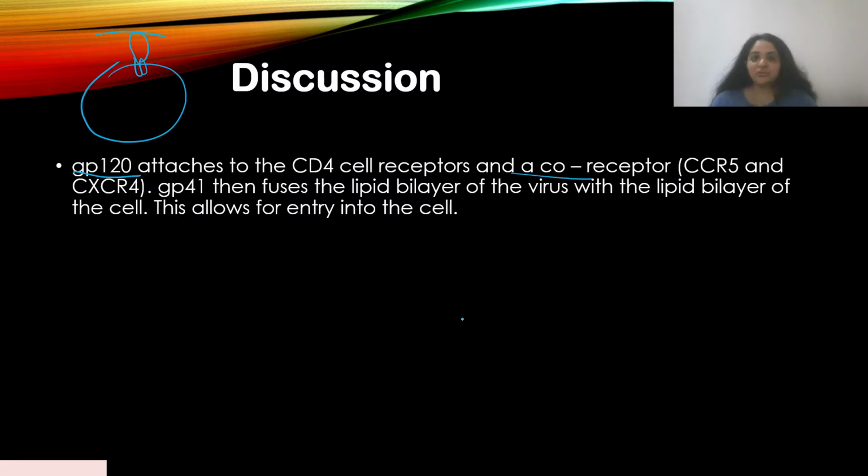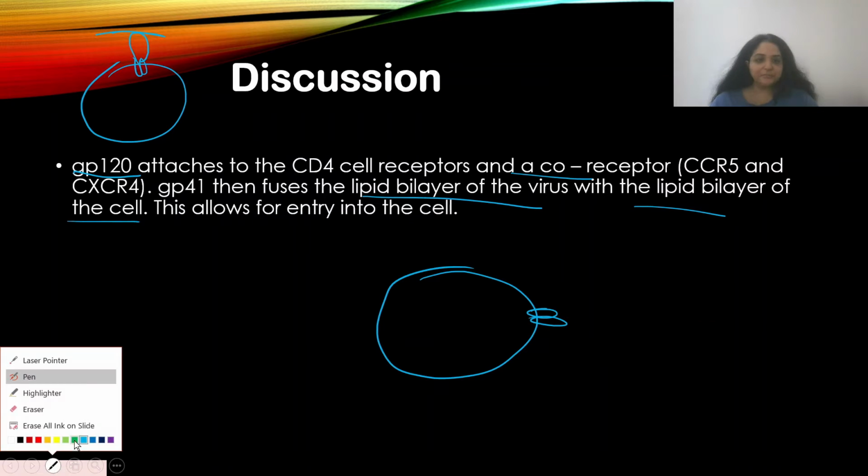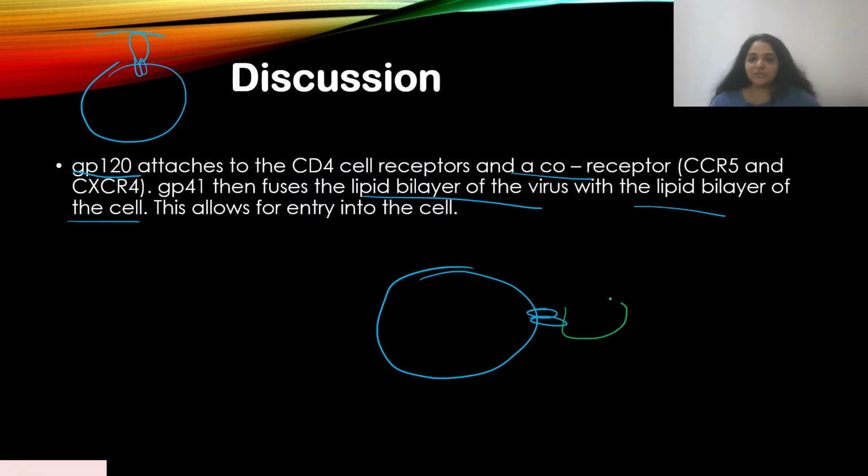Now what is GP41's job? It is to fuse the lipid bilayer of the virus with the lipid bilayer of the cell. See how the HIV enters into the cell. This is what I'm trying to explain to you. So you have your HIV here, cell here. You have your GP41 here. Make a different color. And you have your GP120 here. Okay, now you have another cell.